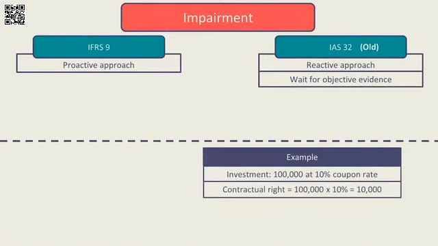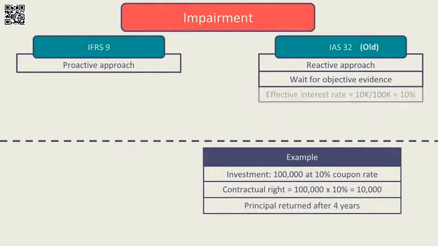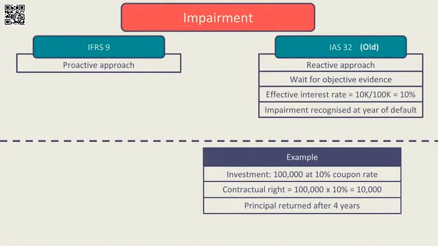I'm contractually entitled to receive 10% from you each year. So, initial investment of 100,000, 10% each year, and then the principal back at the end of the term gives us our effective rate of 10%. Now, under the old standard, I would have recognized finance income at that rate of 10%, but in the year of default, I would have recognized a huge impairment loss.